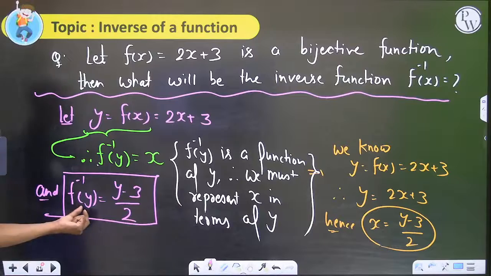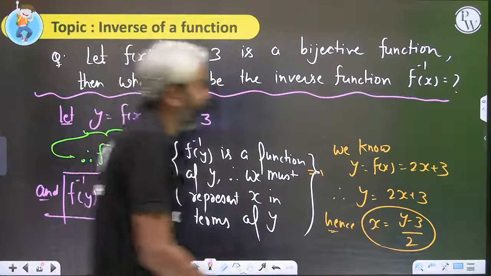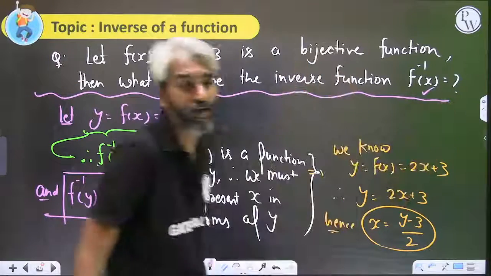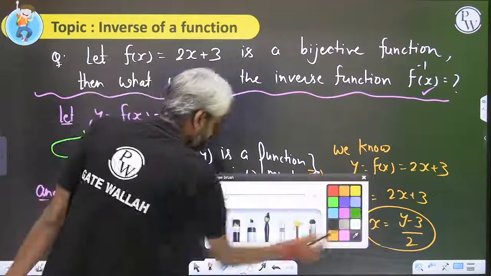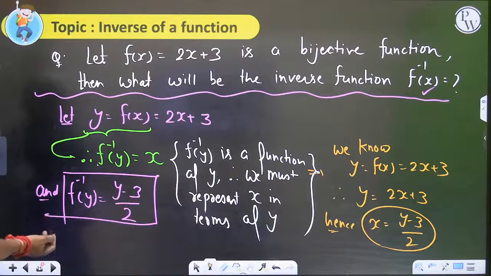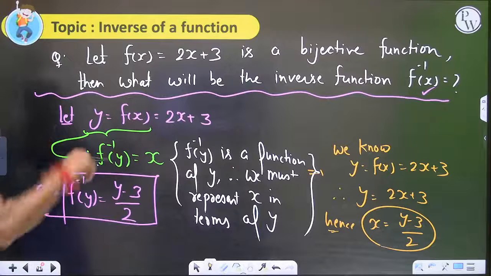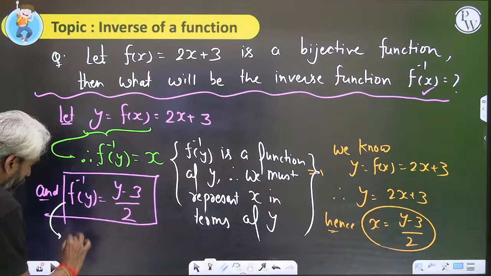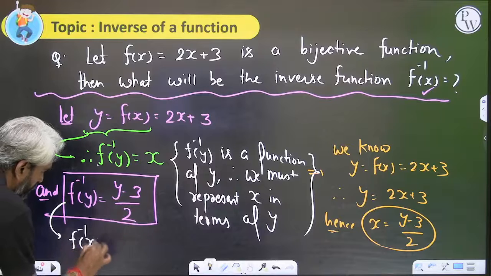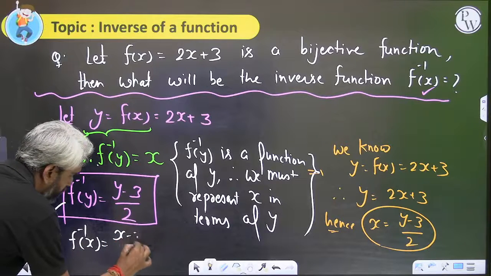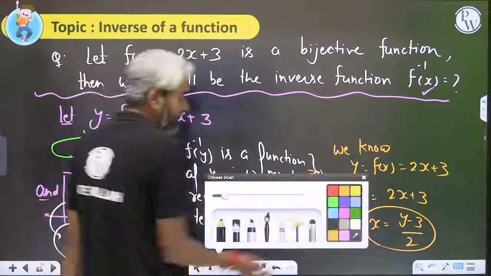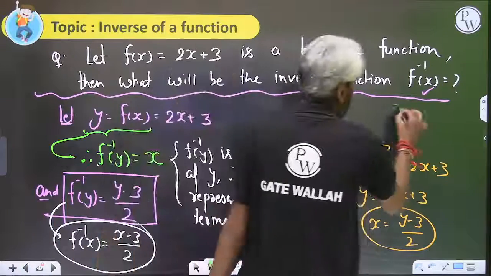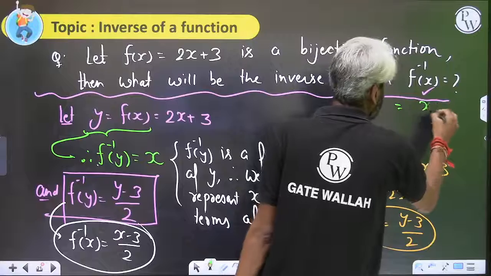Now, but it is f inverse of y. They were asking for f inverse of x. Come on, x and y are just variables. We can change the variable with any name. If you want, you can keep your name itself. So f inverse of x will be (x minus 3) by 2. Here, the inverse function of x will be nothing but (x minus 3) by 2.